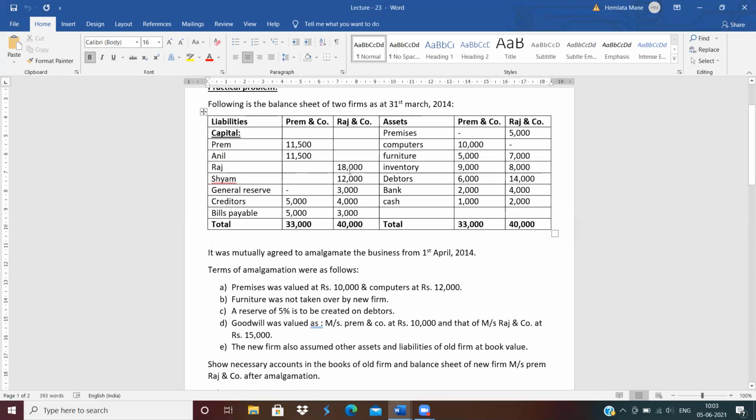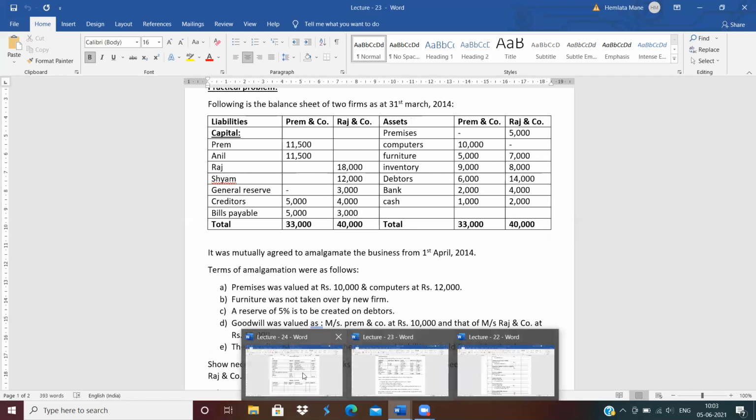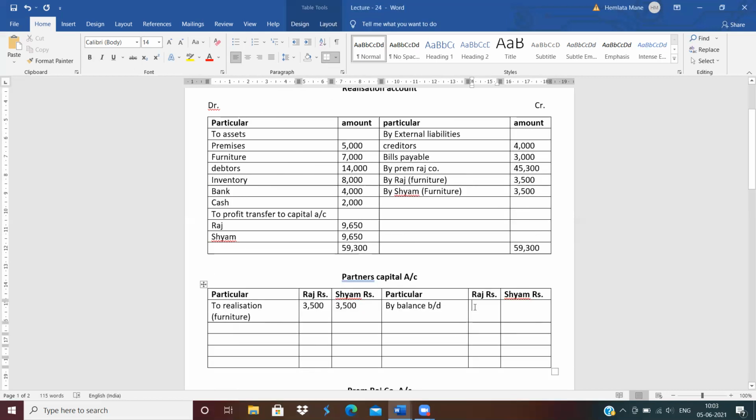Capital of Raj is 18,000 and Sham is 12,000. So distribute the amount of capital: Raj is 18,000 and Sham is 12,000. Now see here.